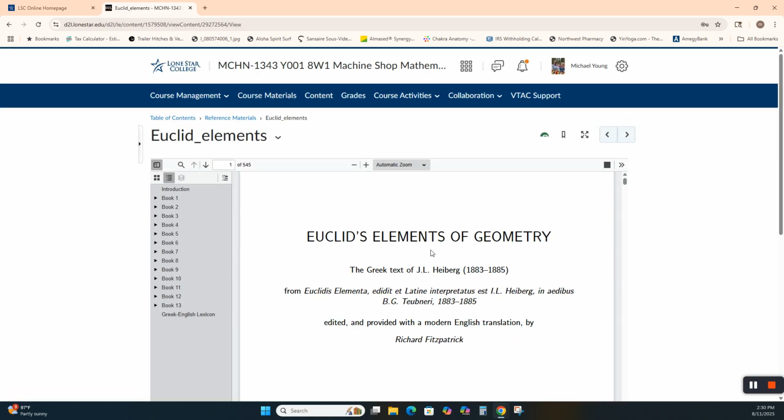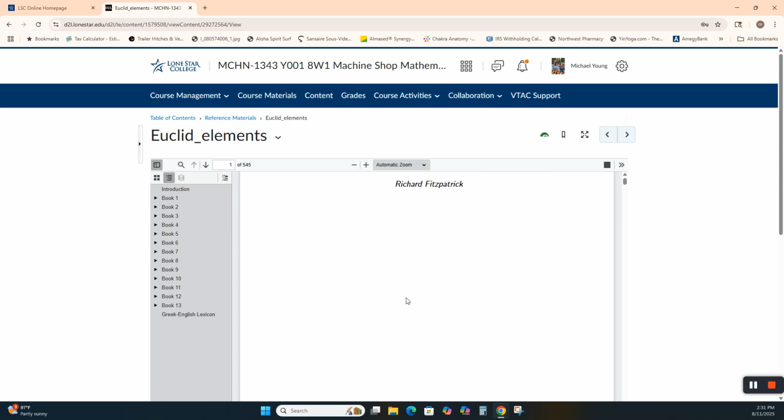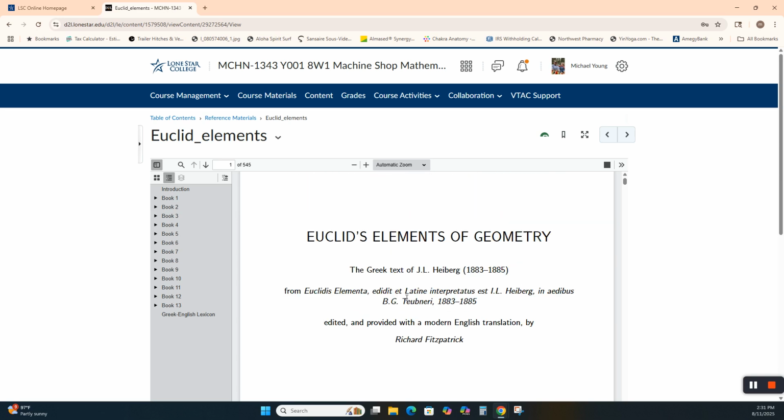Euclid's Elements of Geometry. The Greek text of J.L. Heiberg, 1883 to 1885. It's probably why he died, huh? In 1885. He had to go through and translate all this stuff. Okay? All right.